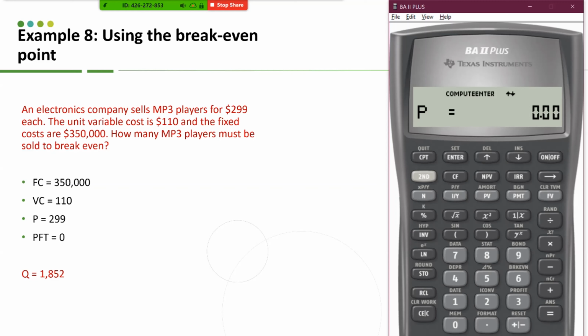Next one is P, for your unit price. So unit price is 299, and then you press enter, and then your profit must be 0. To get the quantity of how many MP3 players you need to sell in order to break even, in Q, quantity, you press the compute button. It means you need to sell 1,852 MP3 players.